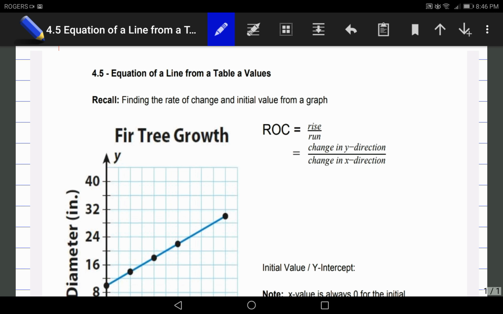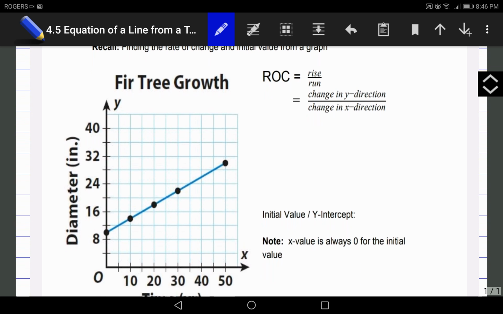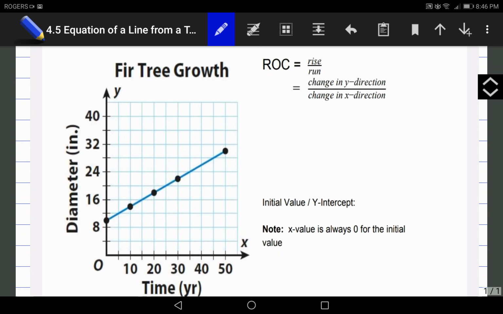All right, so that's how we did it in a graph, then we did it in a description, and now we're on to a table of values. Once again, before we start, I'm going to go back over the exact same example that we did in section 4.4 to refresh your memory on finding rate of change and the initial value, the y-intercept, from a graph. That once again is going to be beneficial for us going into today's topic, which is finding the equation from a table of values.